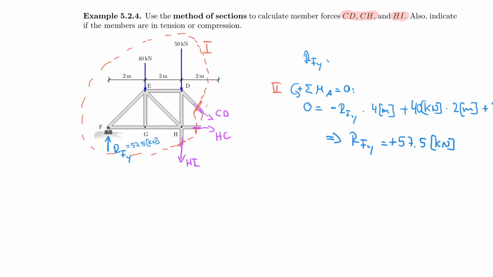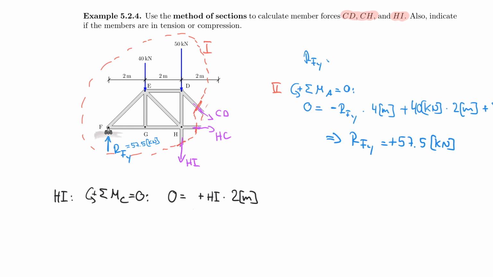So let's write down that equation. I'm interested in calculating HI, and I do that by the sum of the moments about C being equal to 0, counterclockwise positive, and 0 is equal to HI multiplied by 2 meters. What is that lever arm? Let me show that to you. So that's the lever arm from here to here, which is 2 meters up here. And it's actually rotating counterclockwise, so therefore that is positive.